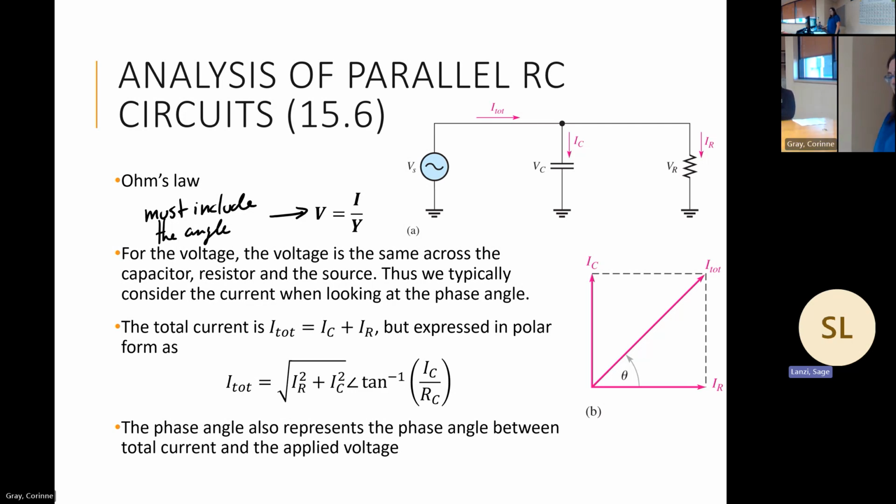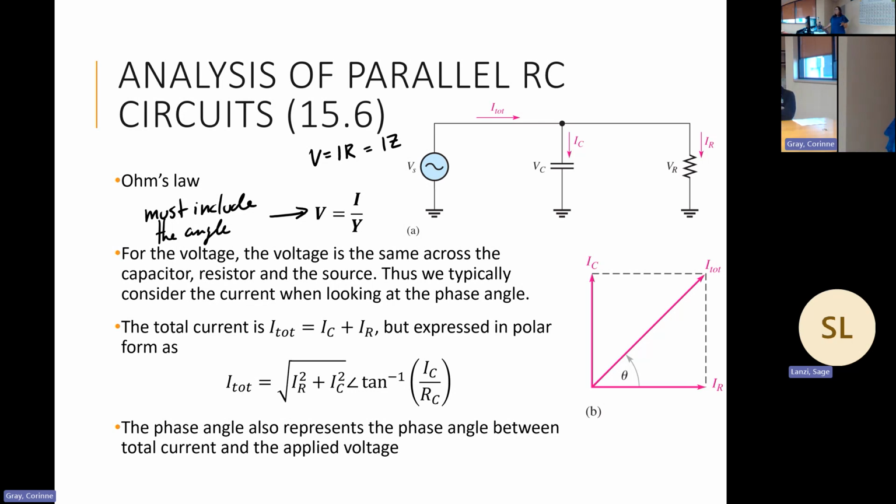Right, because it's V equals IR. Or when you have the capacitive circuit, it's IZ. Z is, or Y is, the inverse of Z, so that's what you're dividing by Y. So you have to include the angle because there will be some angle difference here.